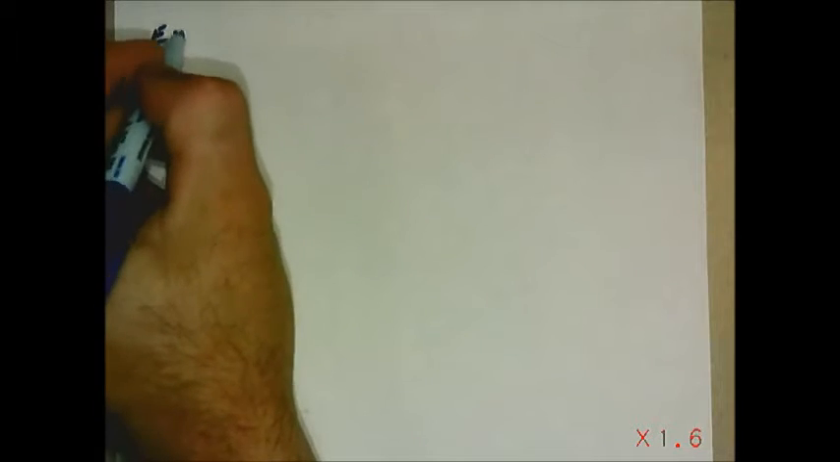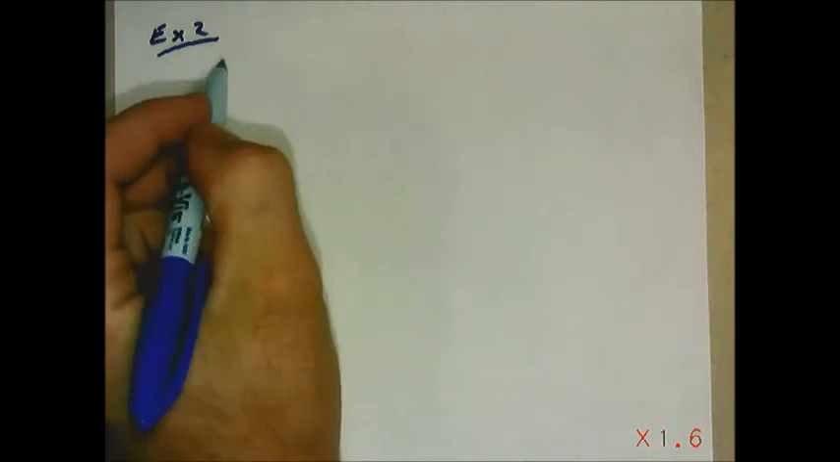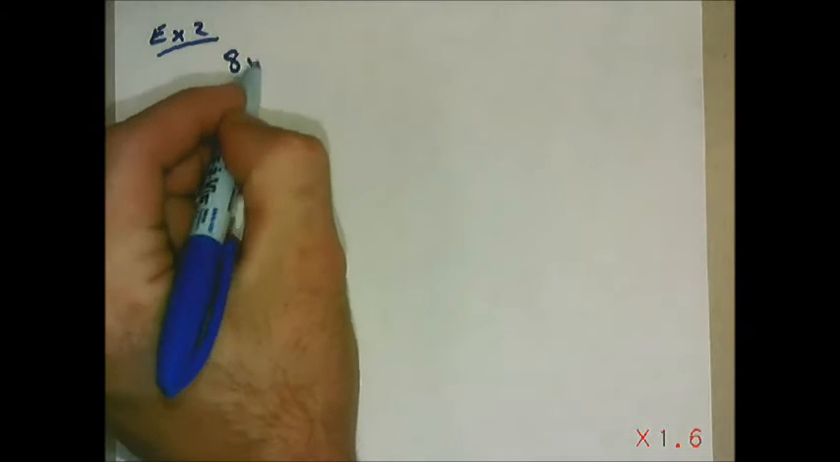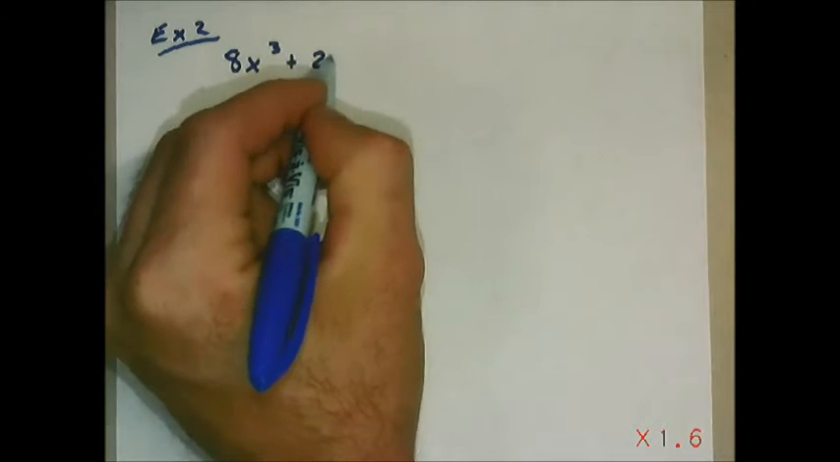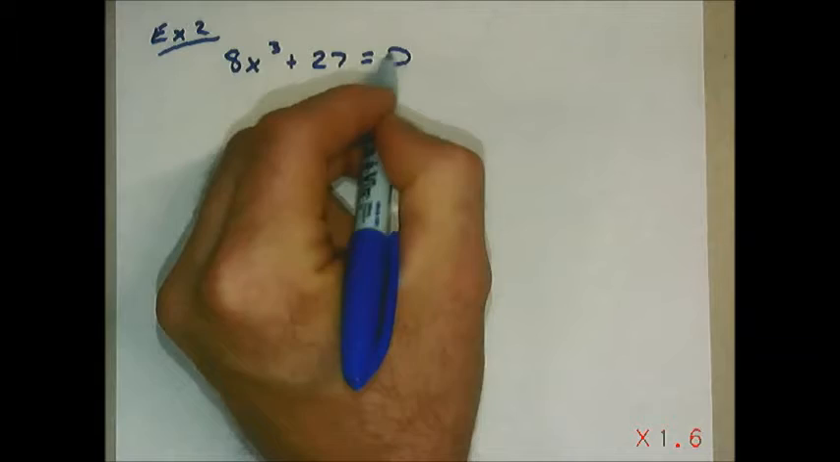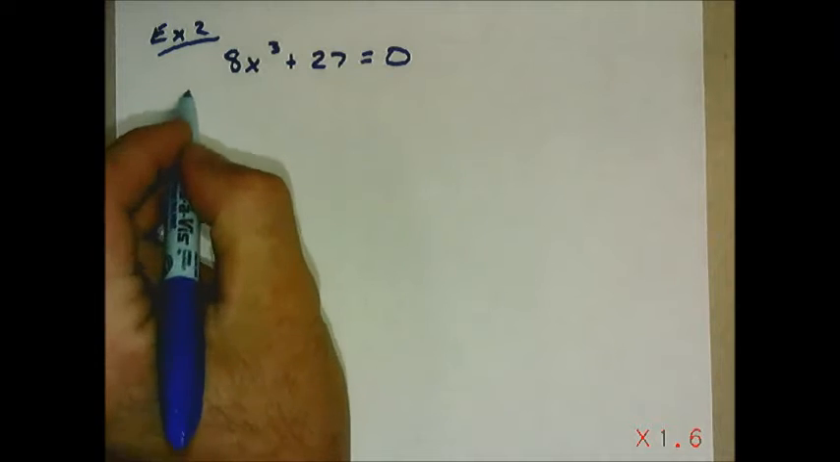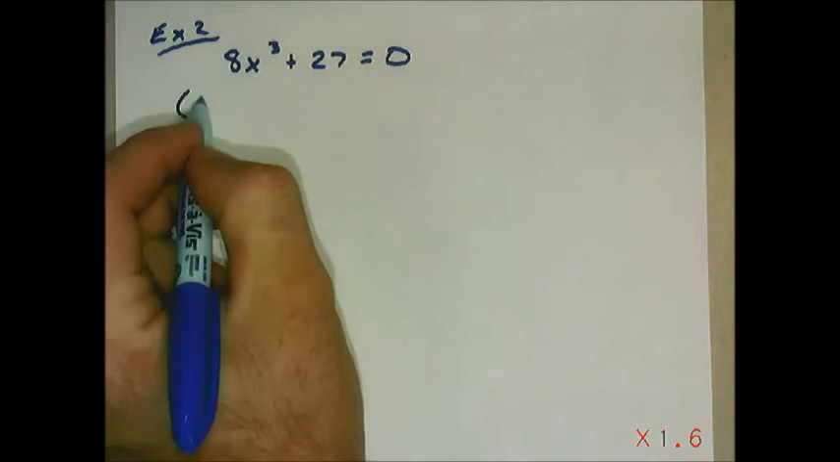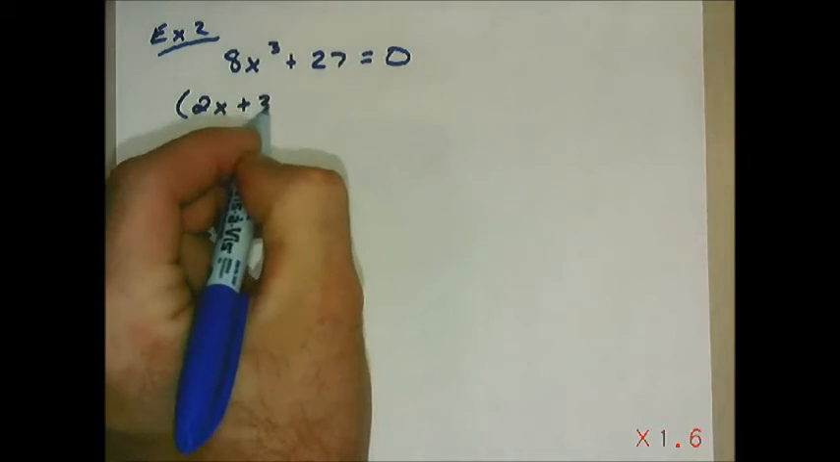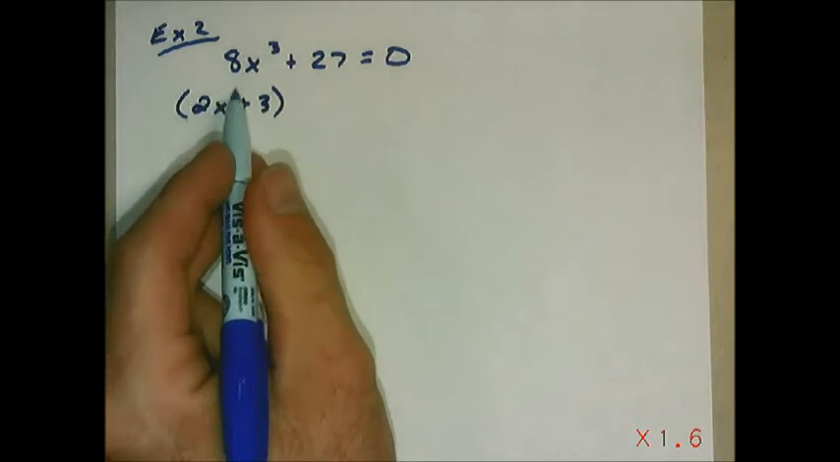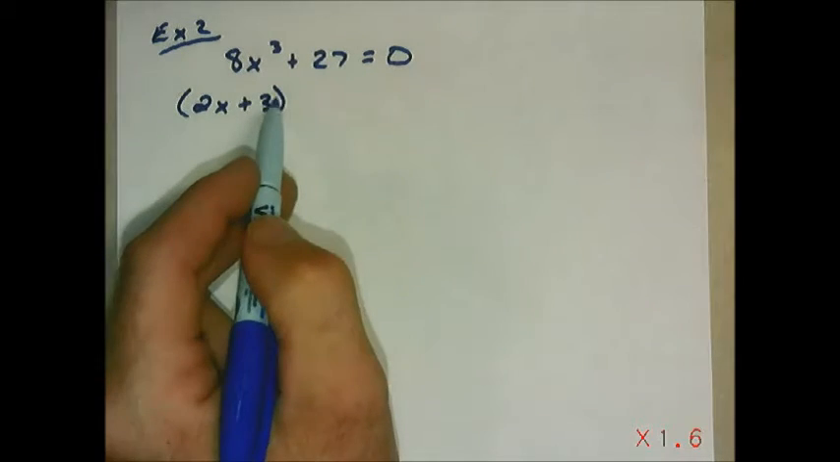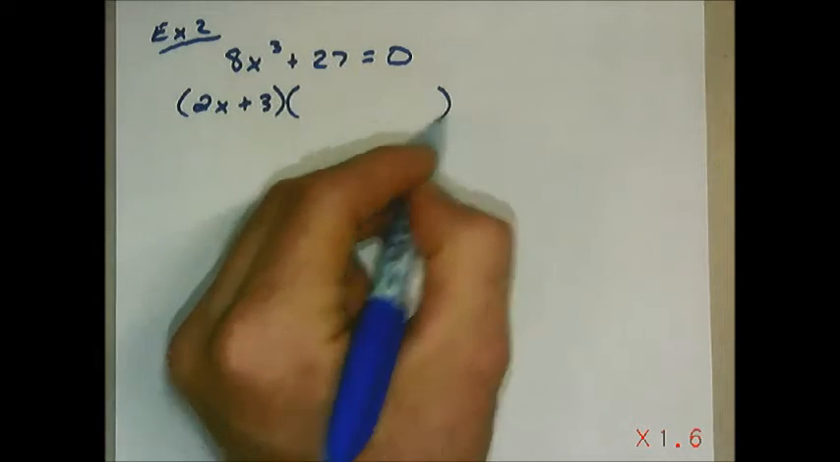Let's go ahead and take a look at example number 2. In example number 2, let's again use one of the problems that we saw yesterday when we factored cubics. Let's set this one equal to 0. So we have 8x to the third plus 27 equals 0. To factor, we're going to take the cube root of each of those terms. So we have 2x plus 3. Remember, 2x times 2x times 2x is 8x to the third. 3 times 3 times 3 is 27.